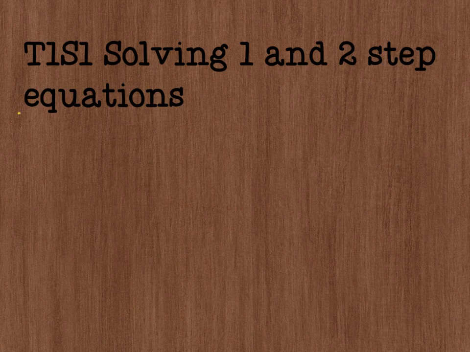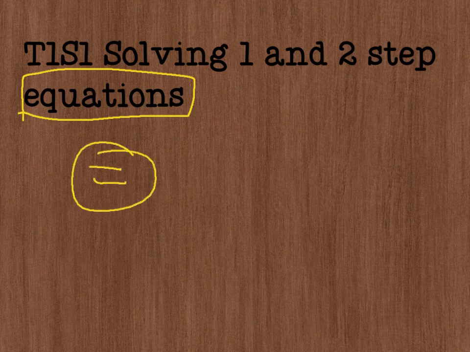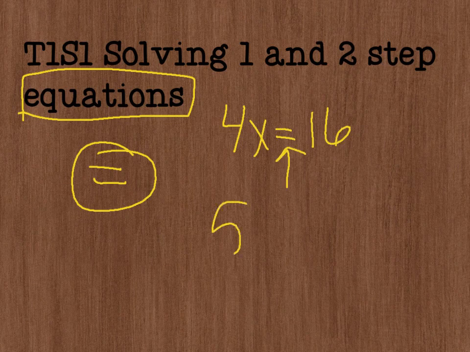First word I want to talk about is this word equation. An equation, it's really important to know, has an equal sign. If you have something that has an equal sign, we call that an equation. So for example, 4x equals 16 is an equation because we have the equal sign. But if I have something like 5x minus 8, that is not an equation because there is no equal sign anywhere to be seen.